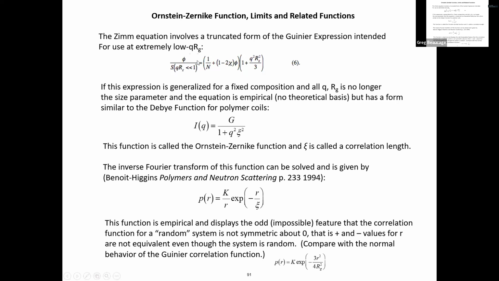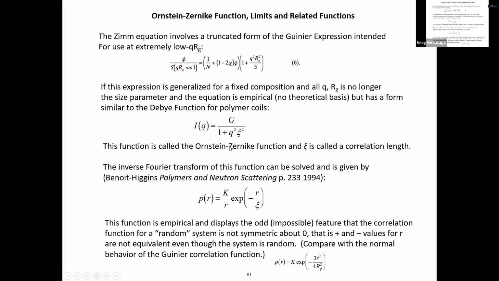If you take that equation and flip it back over, you end up with this equation, which is some number, the contrast, over 1 plus q squared something squared. That's called the Ornstein-Zernike equation. Zernike won the Nobel Prize not for this, but for a confocal microscope, which I'll talk about a little later. So he invented a way to image in 3D space, in the 50s or so. But he's not really known for that. He's known for this Ornstein-Zernike correlation equation, which is about correlations in scattering.